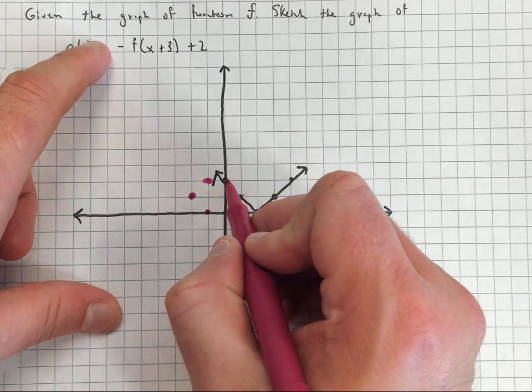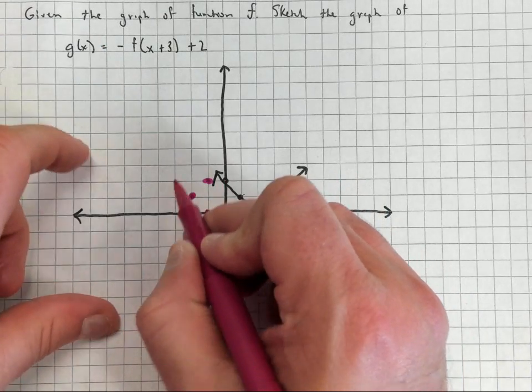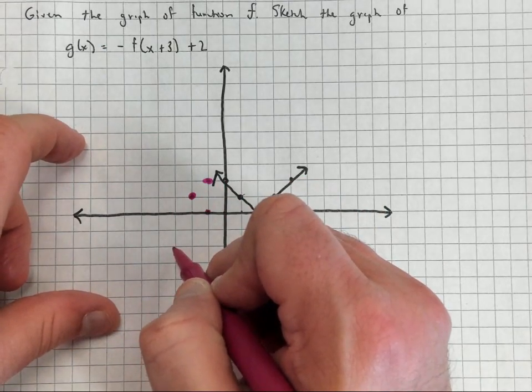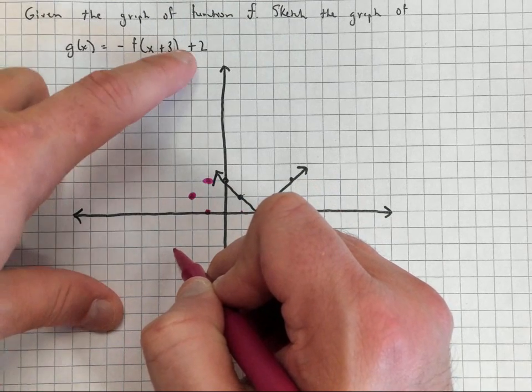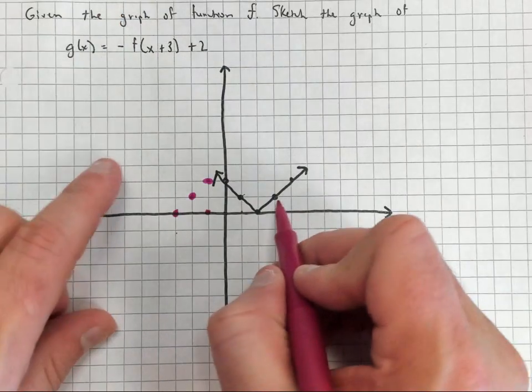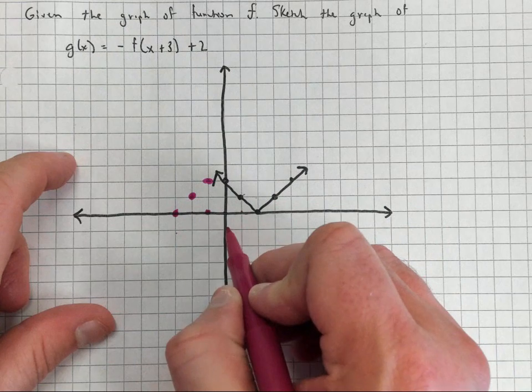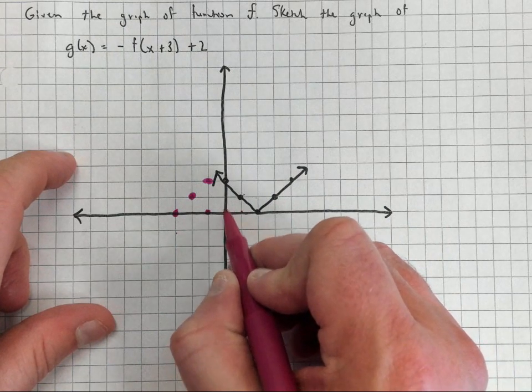Alright, next point. Move it left 3. 1, 2, 3. It's 2 away, so it's going to be down here to reflect, doesn't it? And then I'm going to move it up how many? 1, 2. So there's my new point there. Move it left 3. 1, 2, 3. Reflect. Then move it up 2. 1, 2.